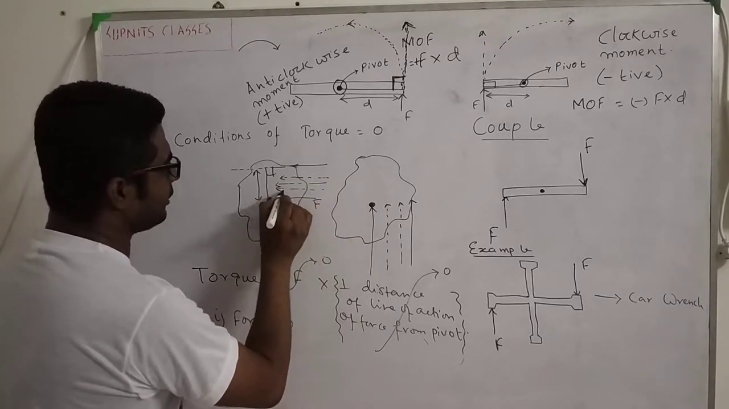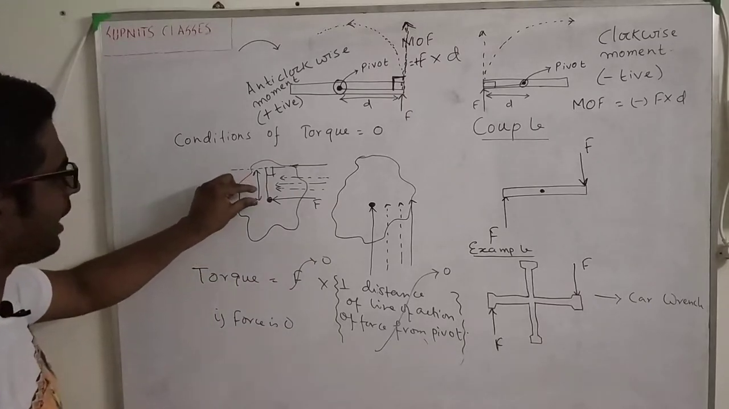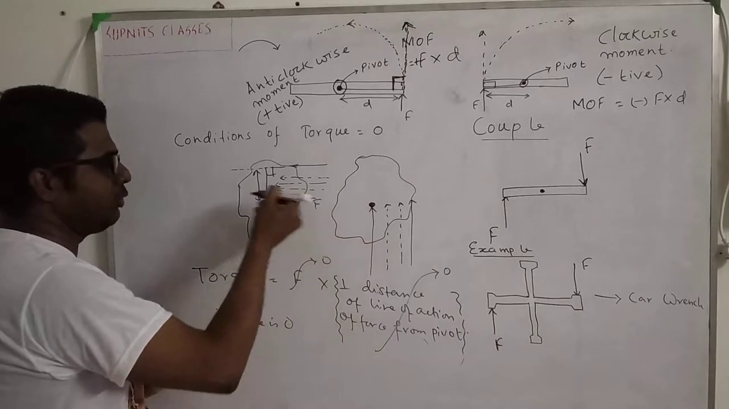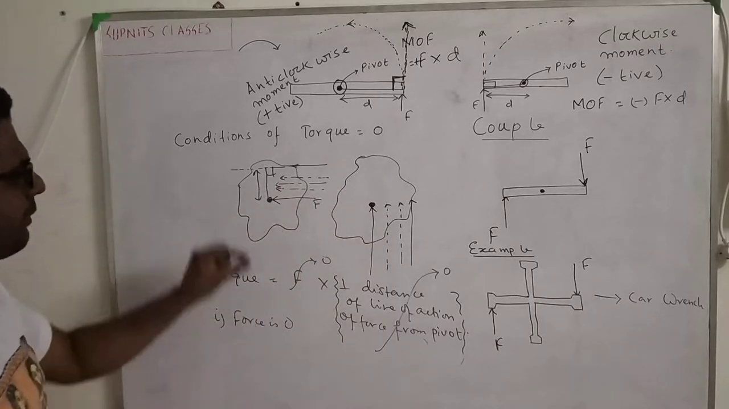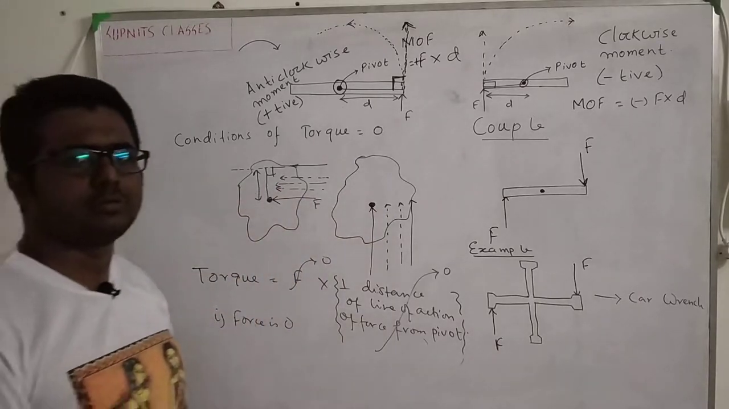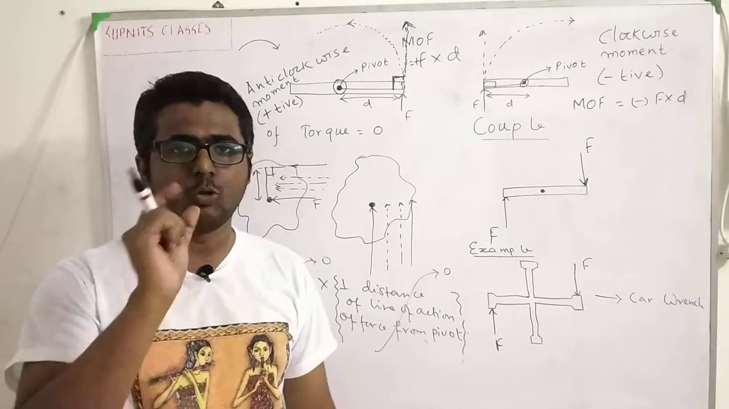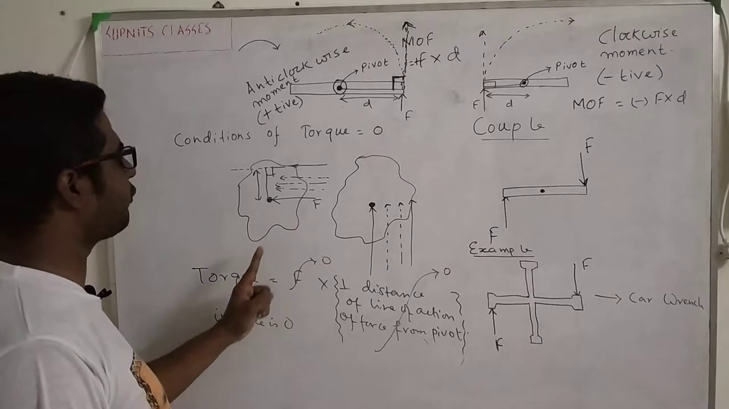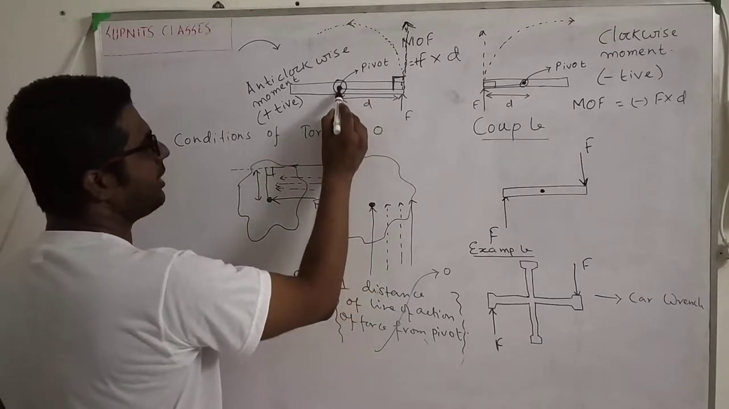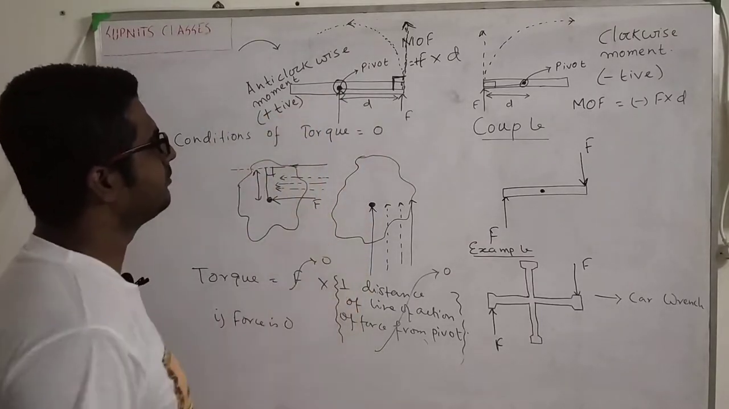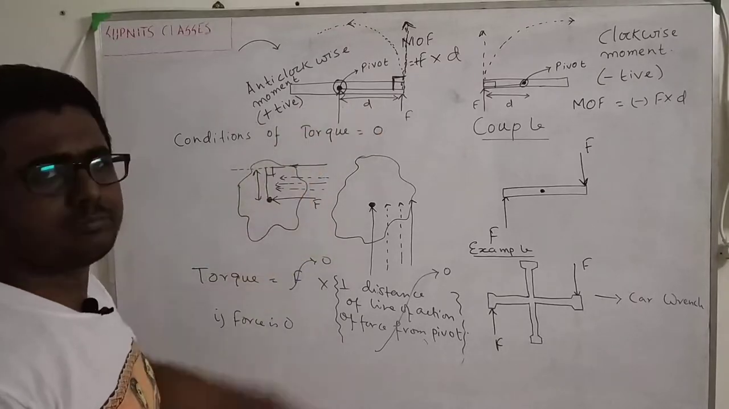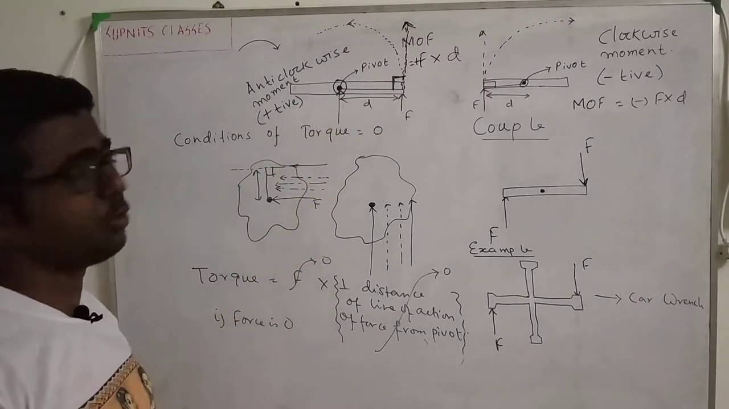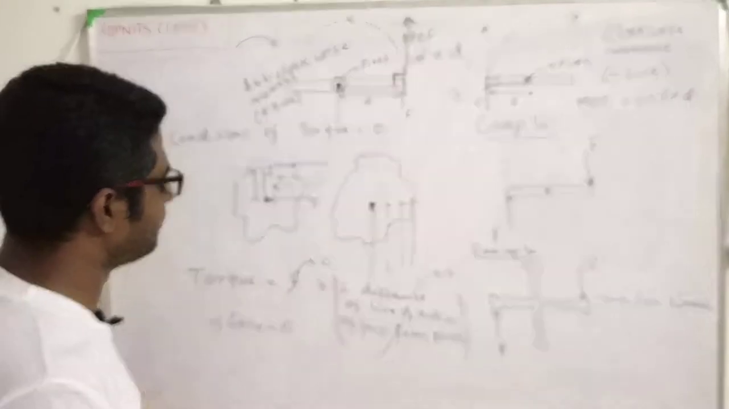As I come closer to the pivot, the distance is coming down and down. If I put my force directly into the pivot, what is my distance from the line of action of force with respect to the pivot? 0. So if the force is directed at the axis of rotation, that means if the force over here would have directed like this, then D would have been 0. Think over, D would have been 0. So torque would have been 0.